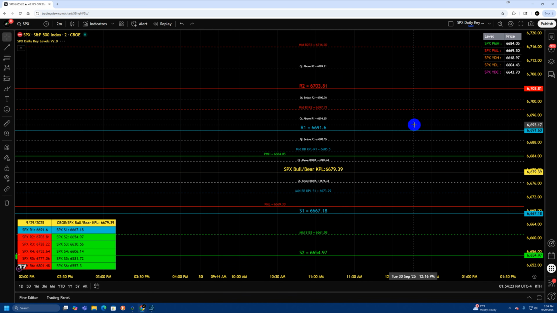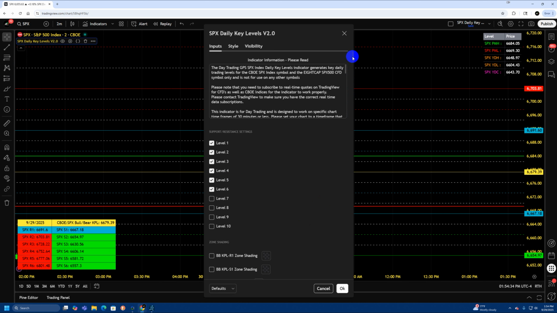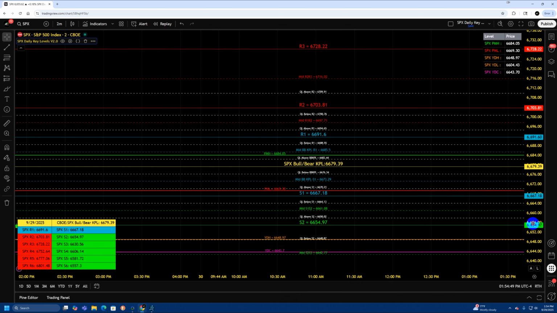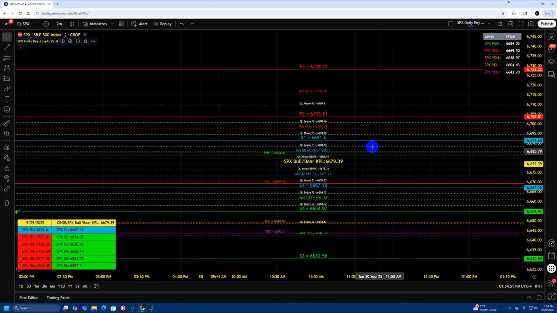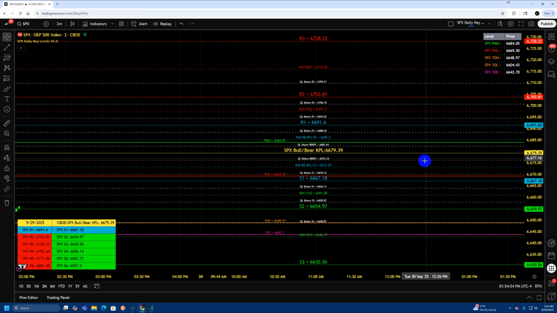Now you can leave it this way if every day you want to consider taking trades off of these levels. Just know if you reset the settings, it's going to go back to what I showed you before as the default. So for example, right now we're just showing R3 through S3.